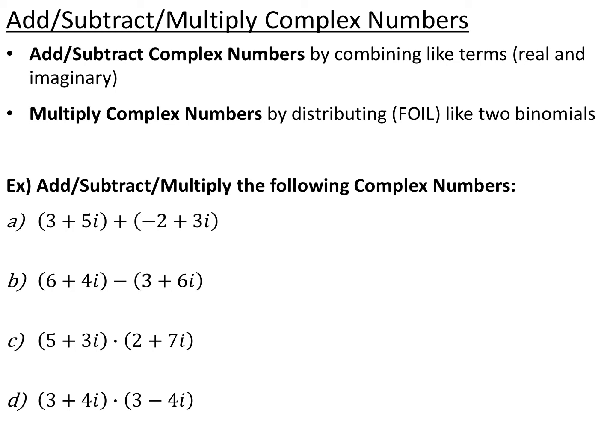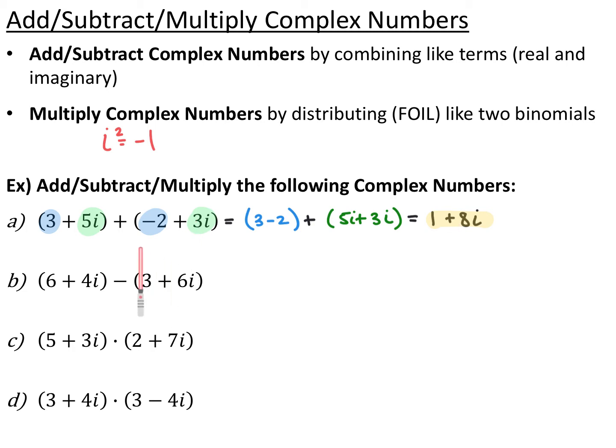When you add or subtract complex numbers, you combine like terms, so the real parts together and then the imaginary parts together. When you multiply complex numbers, you distribute or you FOIL like they're two binomials. The only thing you have to be careful of is that if you end up with an i squared, that's the same thing as a -1, so it becomes a real number. So for this first one, I have 3 plus 5i plus -2 plus 3i. So my like terms are the real parts, the 3 minus 2, which is going to give us a 1 in the real part, and then 5i plus 3i, which is going to give us 8i in the complex part.